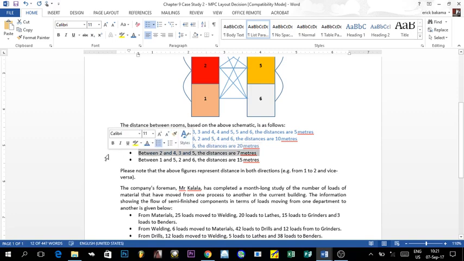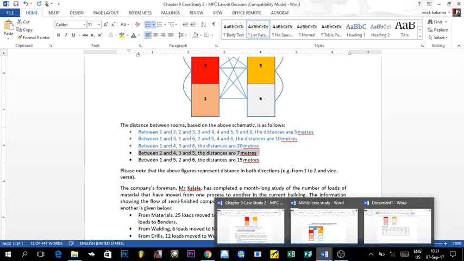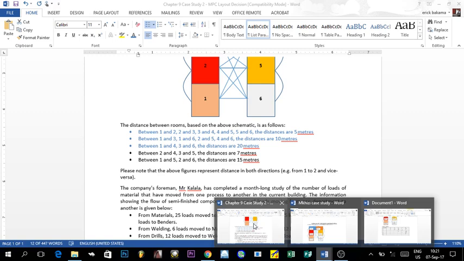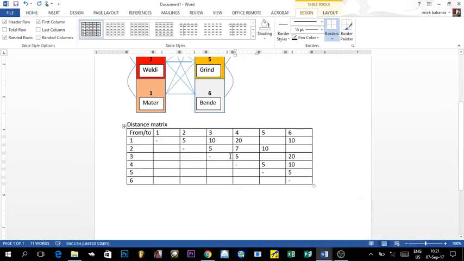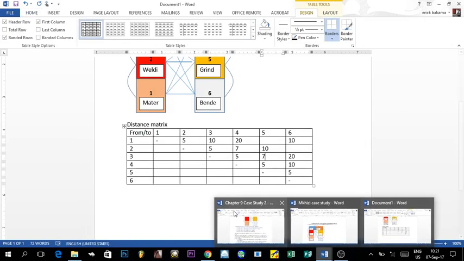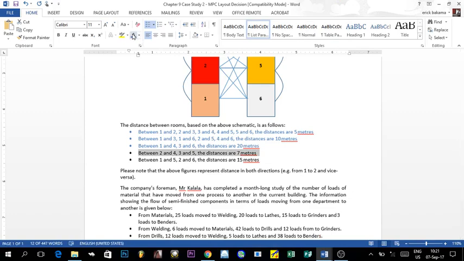The other one is the distance between 2 and 4, 3 and 5, the distance is 7. So the distance between 2 and 4 is 7. Next is the distance between 3 and 5, and the distance is 7 again. 3 and 5 is here, the distance is 7. So we're done with this row too. You can highlight it so that you're not confused.